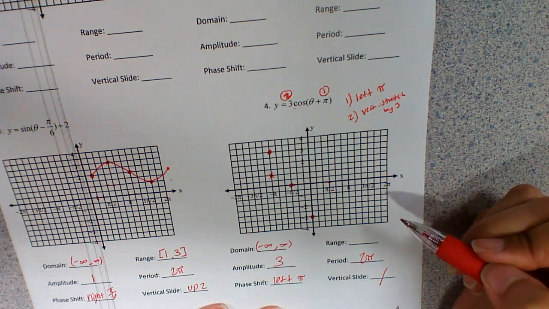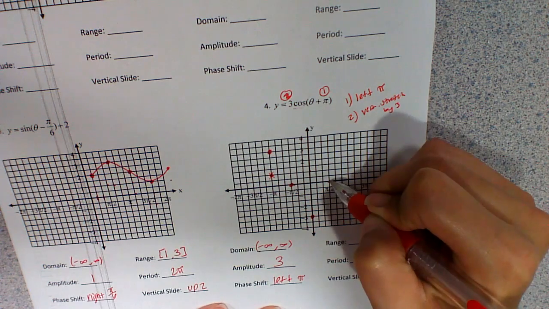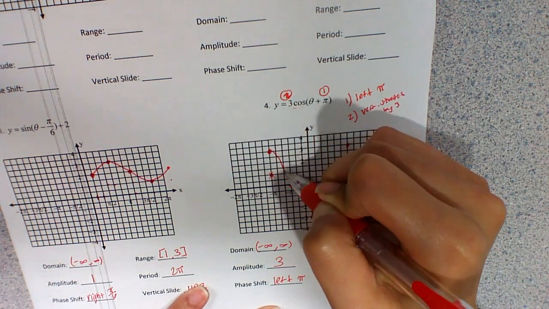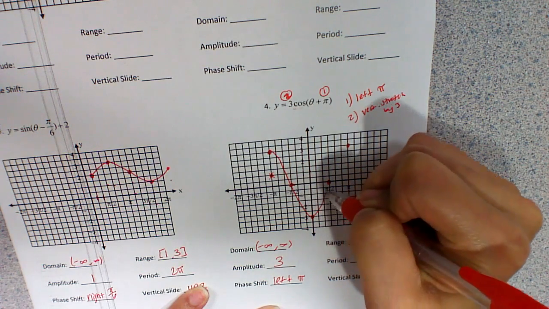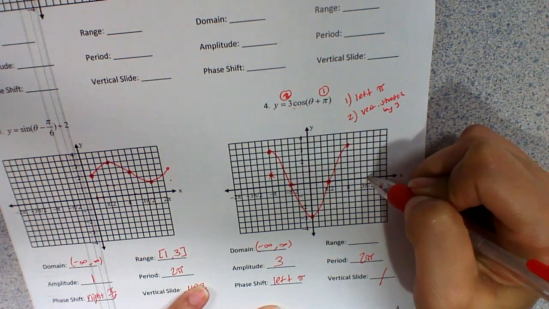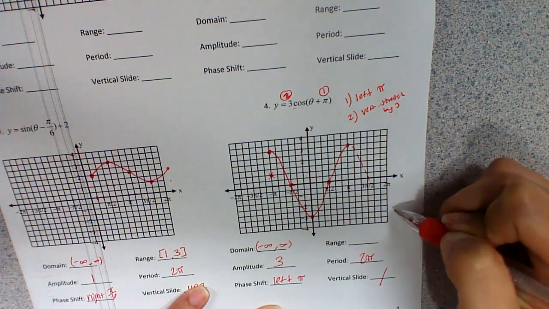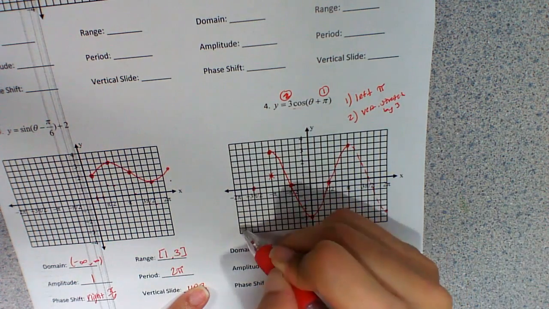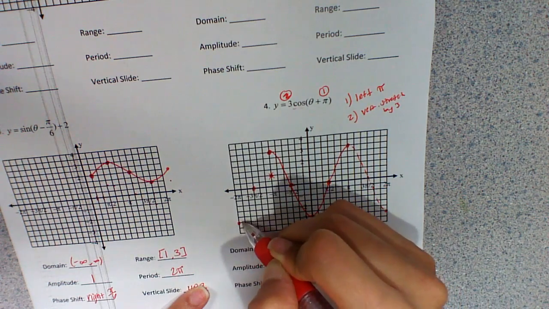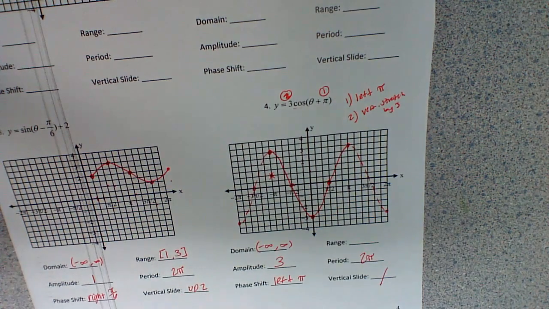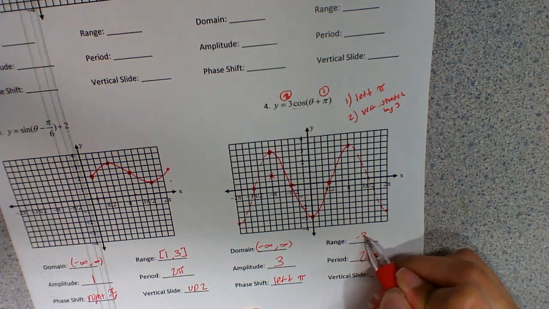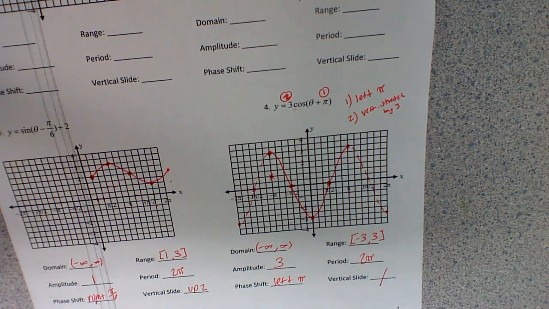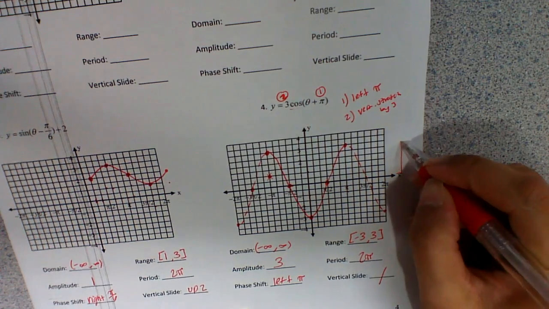Okay? If I follow that same pattern, you should end up with a graph that looks like this. And of course, you want to show that it does continue on either side. Just like that, and there you go. Range, I know it's from negative 3 to positive 3, where my amplitude is simply 3.